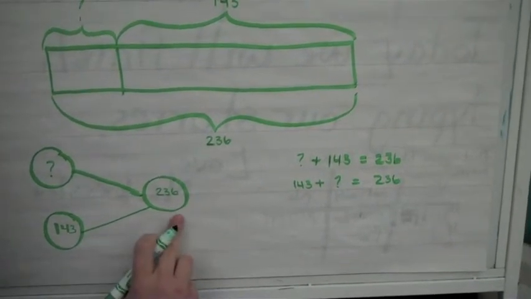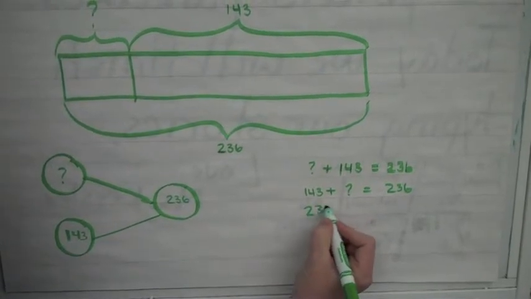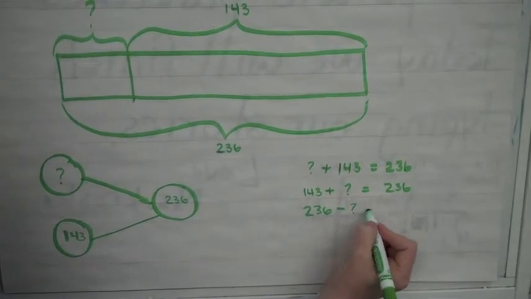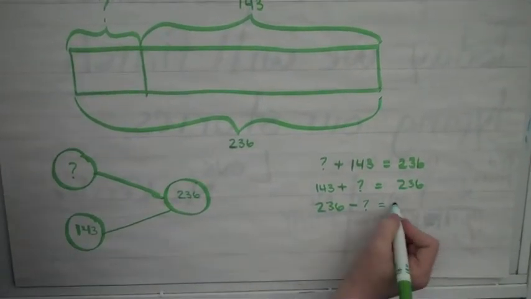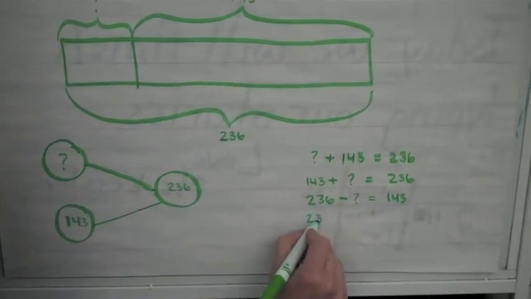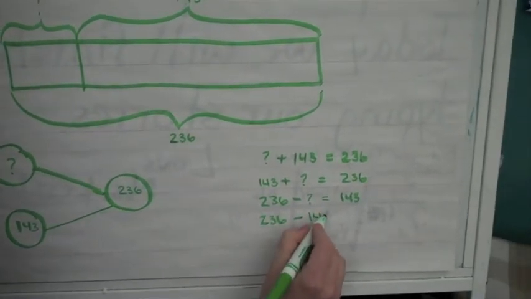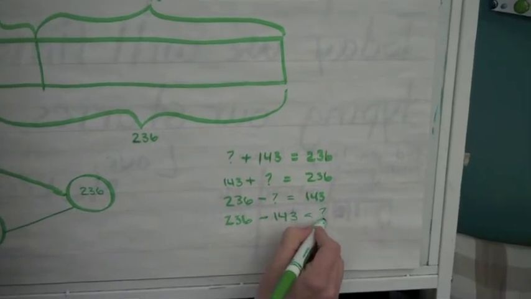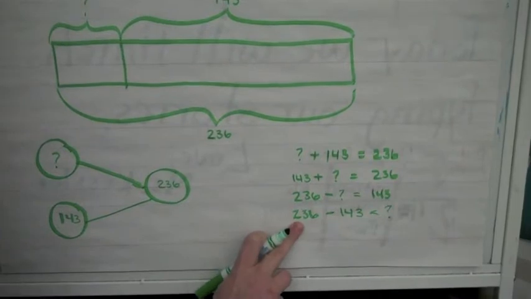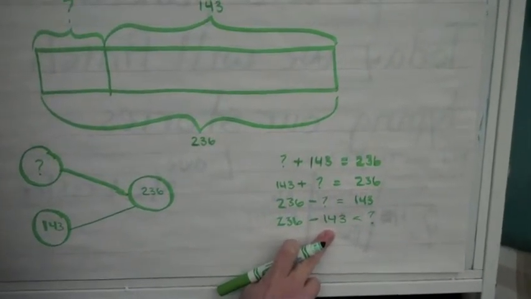So I know what my whole is now. So I'm going to write my whole down first. 236 minus something will give me 143, and 236 minus 143 will give me something. So as I'm looking at all of these facts, I notice that 236 minus 143 is going to be the easiest one for me to solve.